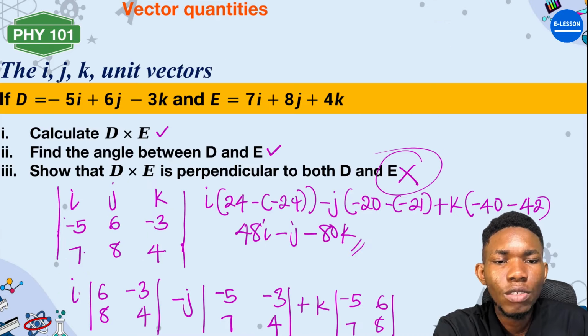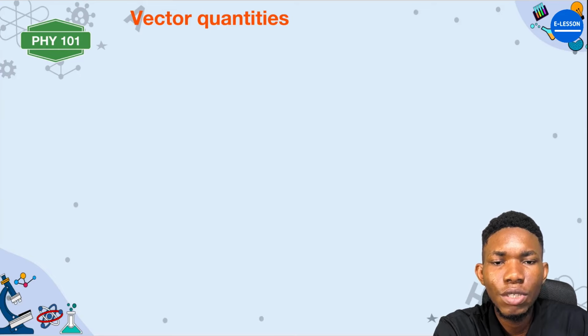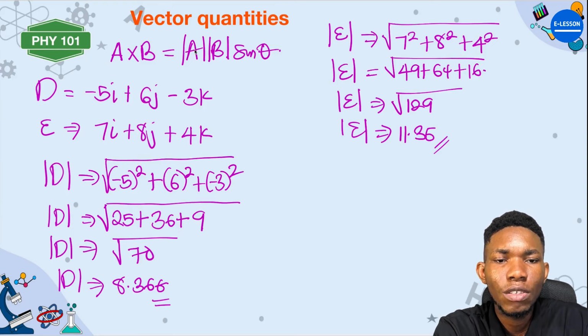Now, for us to find this using this formula, A cross B is equal to magnitude of A, magnitude of B sine theta.